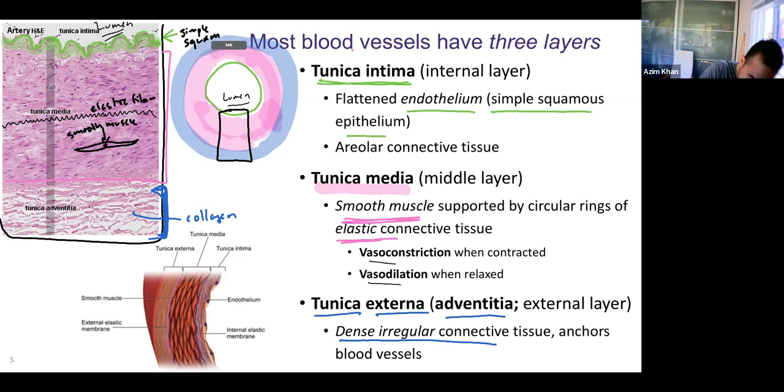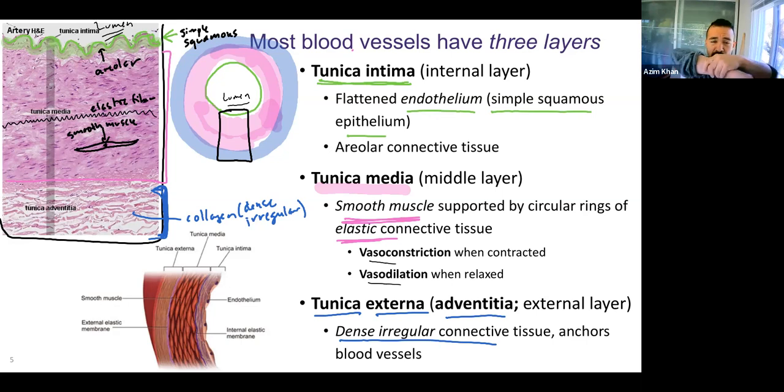Simple squamous in the tunica intima, areolar connective tissue, also in tunica intima, elastic fibers and smooth muscle in tunica media, collagen of dense irregular in tunica externa or adventitia. So a lot of different tissues making up a blood vessel. The dense irregular is there as just a barrier, as a support. It kind of reinforces the blood vessel.